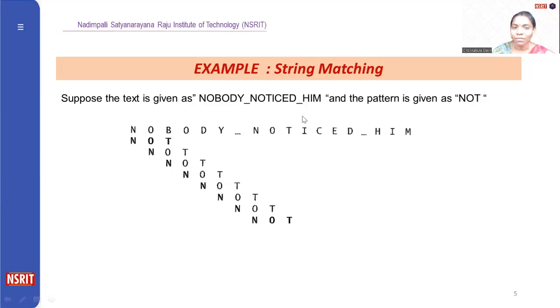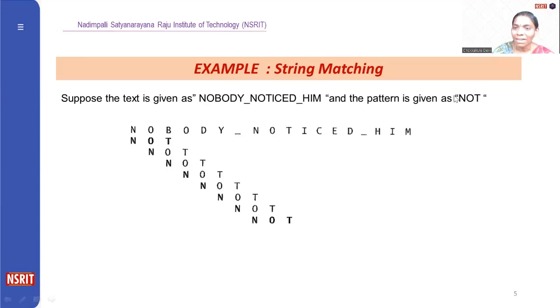So this is a simple example of string matching. Suppose we take a string as "nobody noticed him", which has length n, and the pattern is given as "not". Now we have to find whether "not" is available in the string or not. Using the brute force technique, we compare character by character.